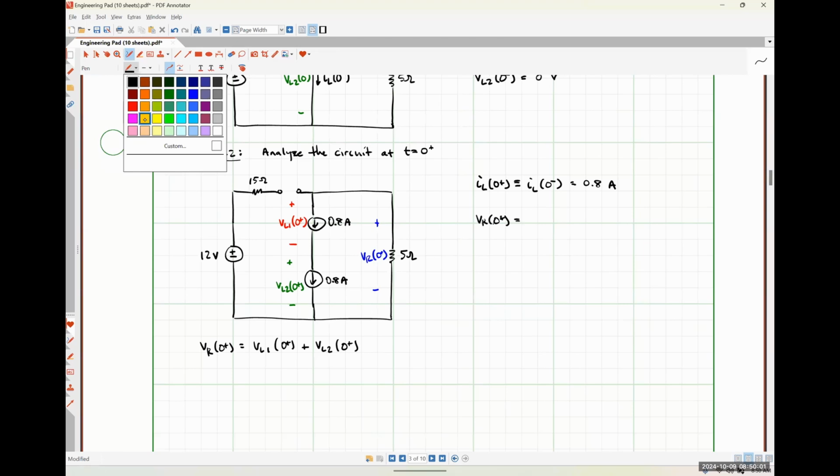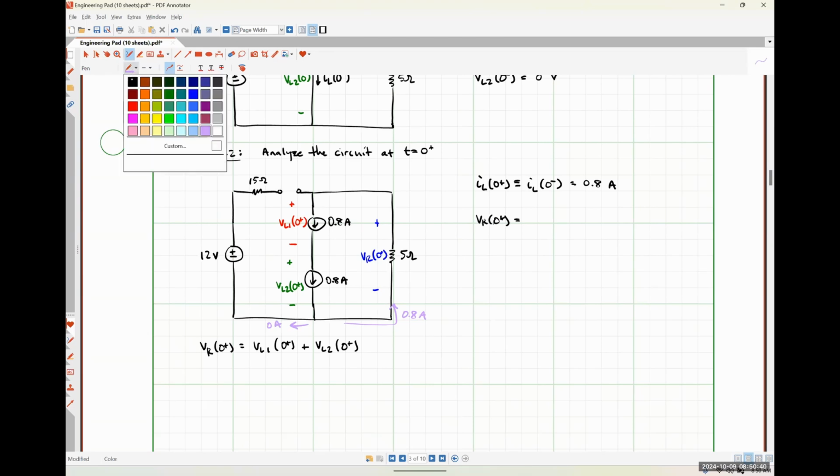So how much current flows to the left? Anybody? Zero. Why? Because there's an open circuit in that path. Absolutely right. So zero current flows this way, which means all 0.8 amps has to flow that way, according to Kirchhoff's current law, right?